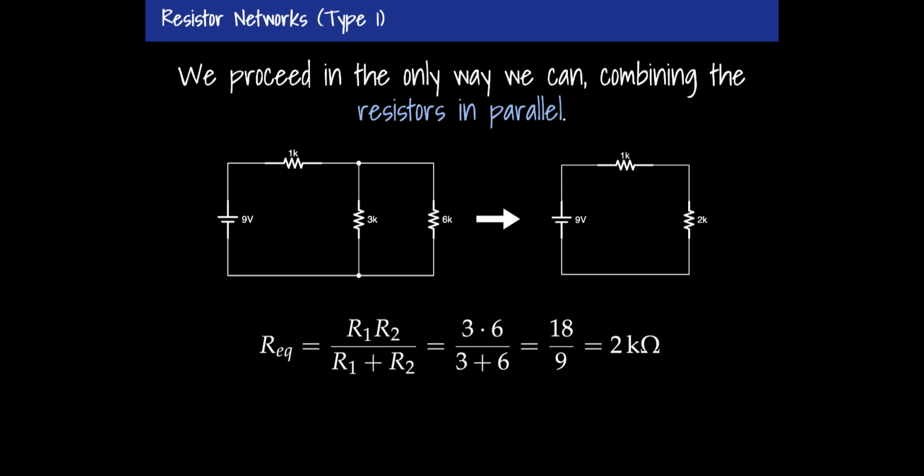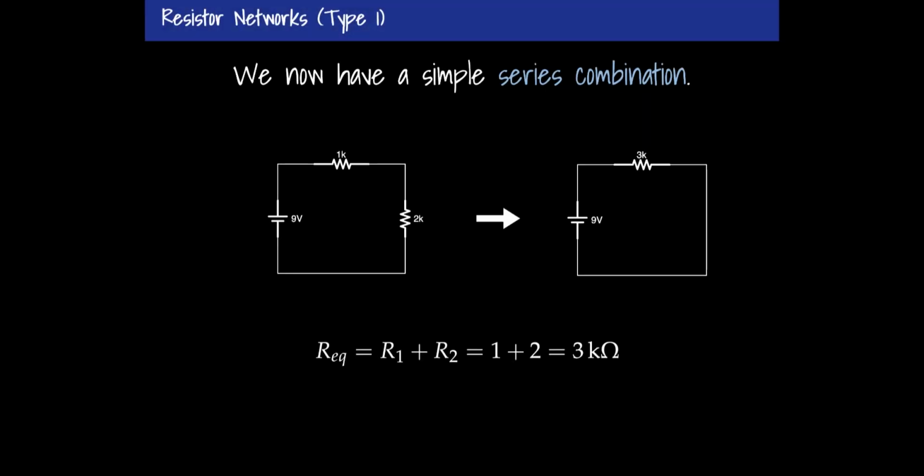Now, I see that I have an obvious series combination because the current that comes out of the 9 volt will go through the 1K and will go through the 2K. So now, there wasn't a series before, but there is now. And I'll go ahead and make that series combination, which in this case is simply adding the two resistances together. So I'll take the 1K and the 2K, and it's really simple. I wrote the equation here, but come on. It's 1 plus 2 is 3K.